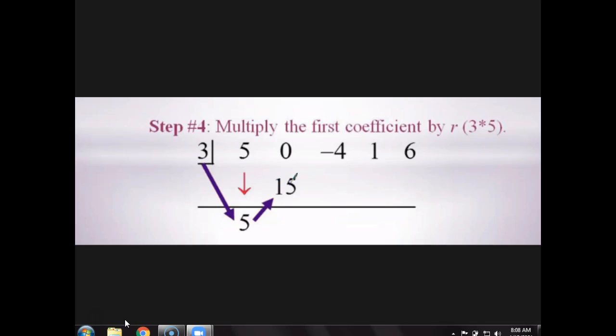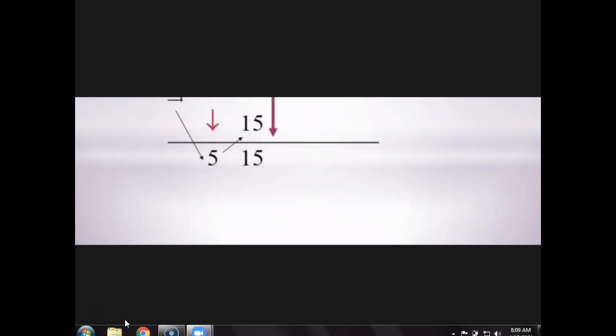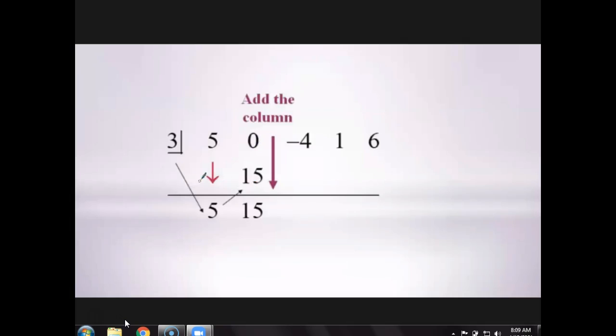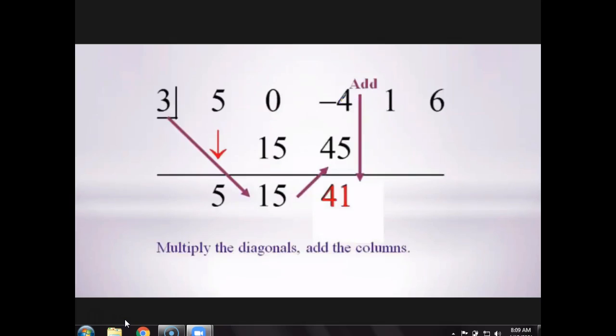And then here's what is really nice. Step 5, add the next two terms together. So we add the columns and we multiply the diagonals. You're going to add 0 and 15, and then multiply 3 times 15. 3 times 15 is 45, so that's going to fill in the next column.